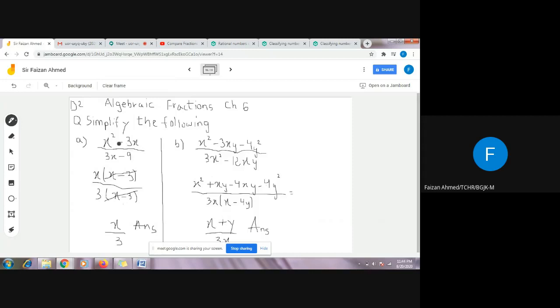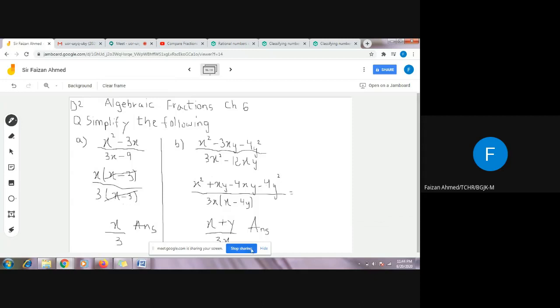For example, if I take x as common from these two terms, the remaining bracket will be x minus 3, and when I take 3 as common from these two terms, the bracket will also be x minus 3, so I can cancel out x minus 3 and x minus 3, and my final answer will be x upon 3.